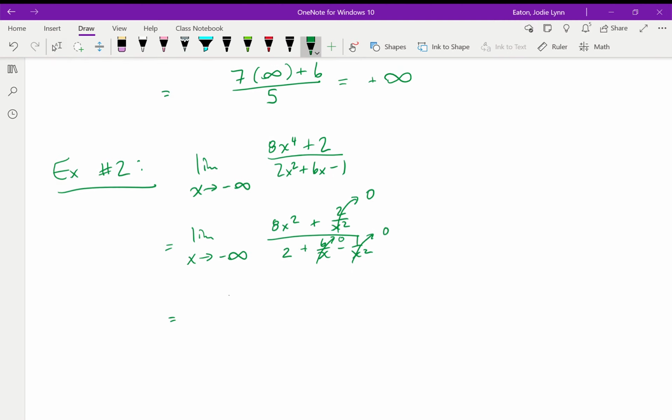this being equal to 8 times negative infinity squared over 2, which gives us positive infinity. So this function is going to keep increasing as x gets smaller and smaller and smaller. So as x goes to negative infinity, gets smaller, y values are going to increase, get bigger. Okay, let's look at another one that does something slightly different.